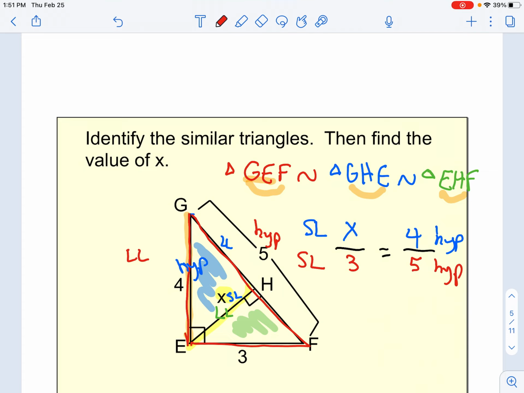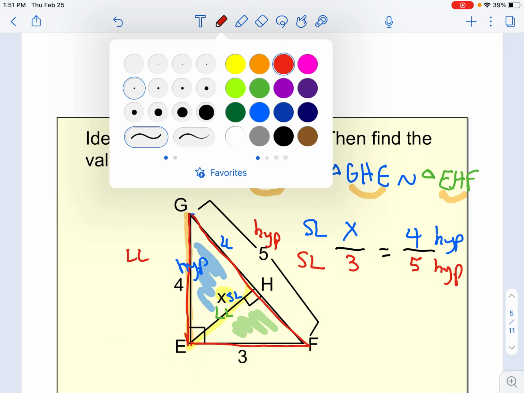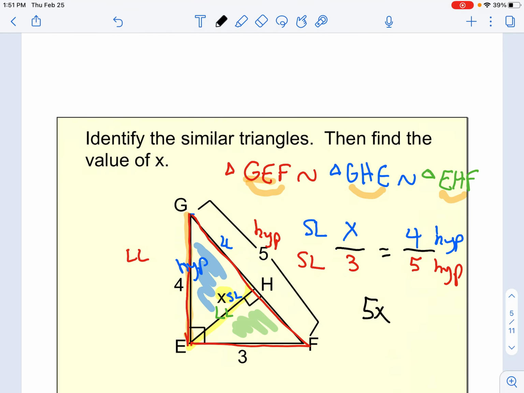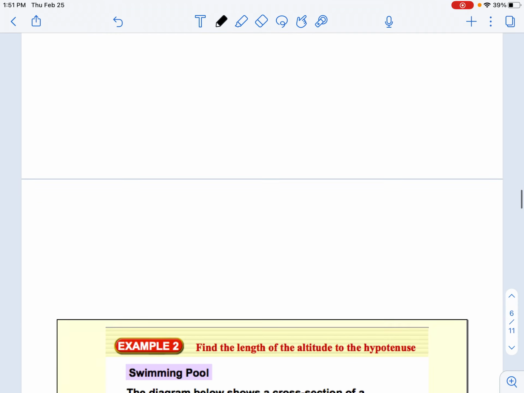And so we can just cross multiply to solve. And we get 5x then equals 12, or x equals 12/5. And we can leave it like that or get a decimal if you prefer. So the key is to make sure you have the corresponding sides so that you can write a proportion to solve and find missing pieces.